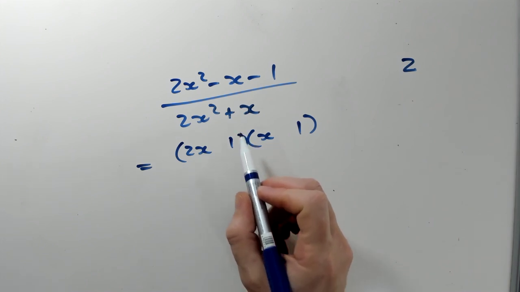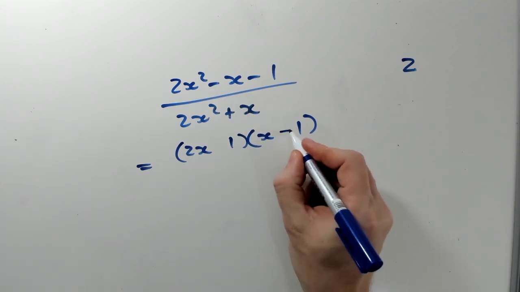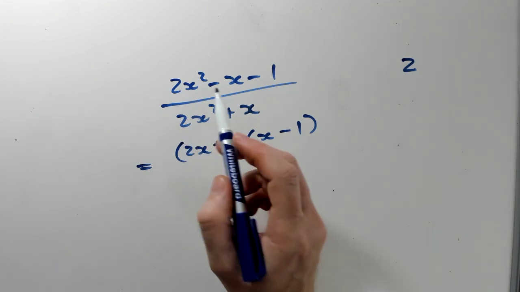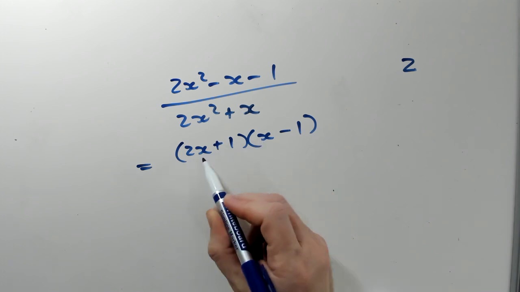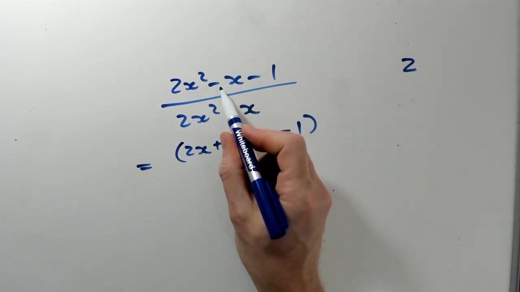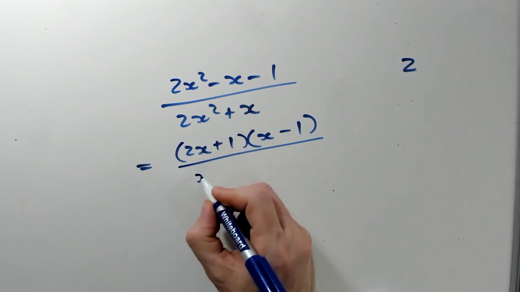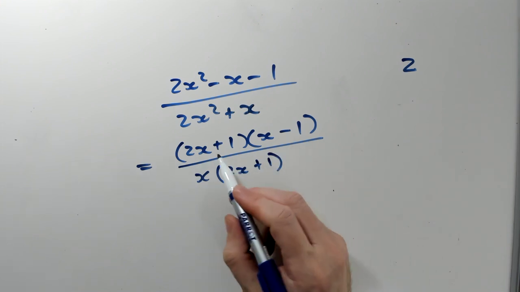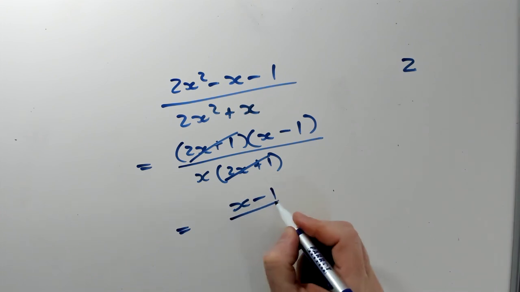So if I have to get to a -1x, this will have to be negative and that positive, because if I multiply 2x with x, I get 2x squared. And then if I do this part, I'm going to have 1x, and that's going to be -2x. And -2x plus 1x is going to be that -x there. So there we go. And here I'm going to take out an x, and I'm left with 2x plus 1. Conveniently, it cancels out, and I'm left with x minus 1 over x.